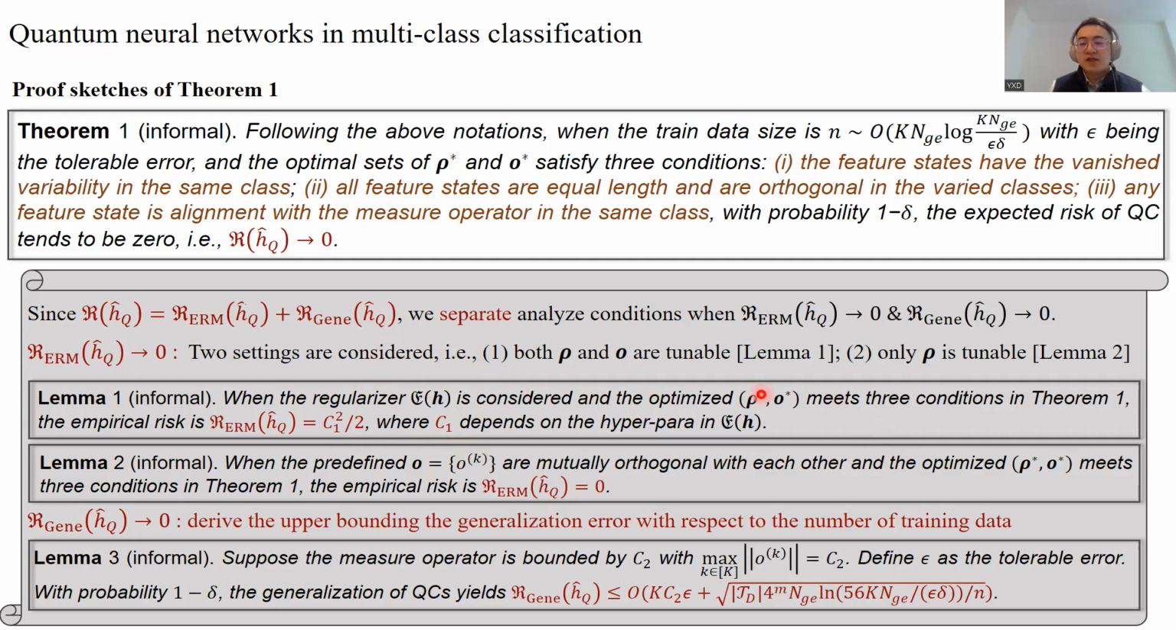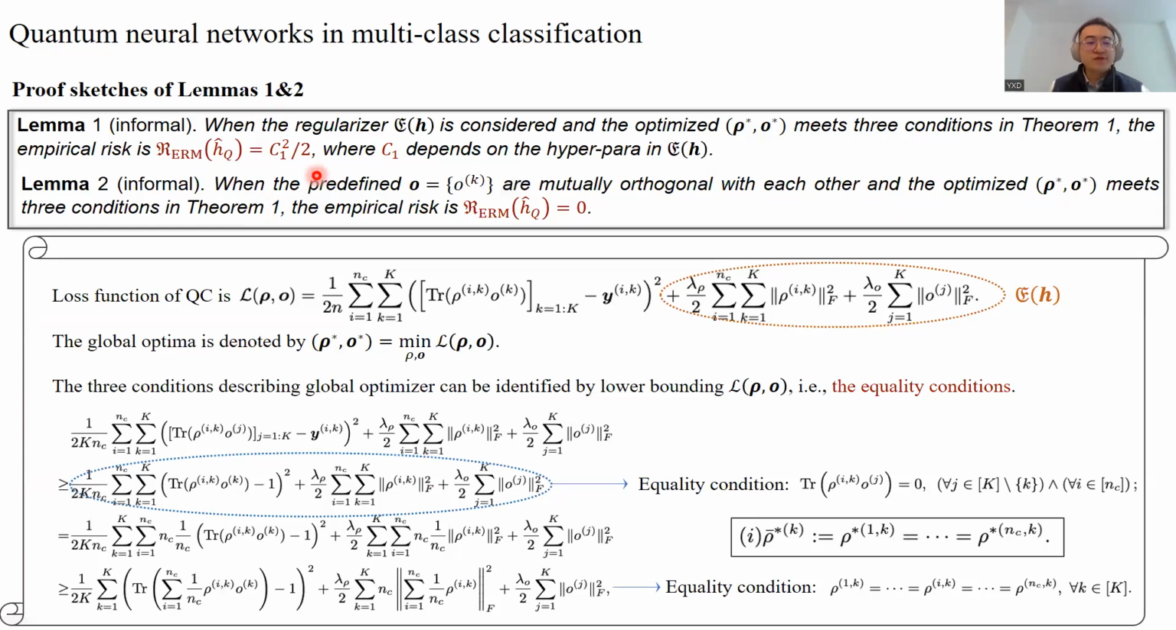And in the second setting, we consider only the feature state is tunable and the measurement operator is predefined. In this setting, we calculate that when these 3 conditions are satisfied, the empirical risk can tend to 0. And for the generalization, the result is shown in lemma 3. And we just need to combine these 3 lemmas to obtain the result of theorem 1. And the proof sketch of lemma 1 and 2 is listed here.